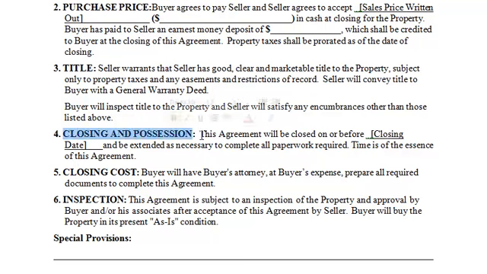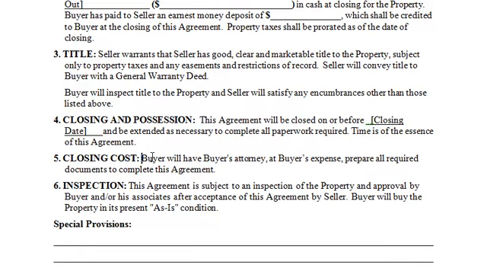Closing and possession. This agreement will be closed on or before, and then whatever the closing date you agree to, and can be extended as necessary to complete all paperwork required. So that way, if you go past that 30 days, you can extend your contract. Time is of the essence of this agreement. Closing costs. Buyer will have buyer's attorney at buyer's expense prepare all required documents to complete this agreement. Basically saying you will pay for all the closing costs.